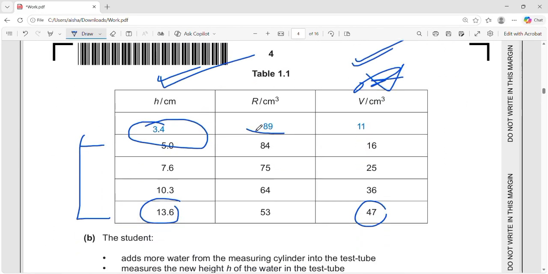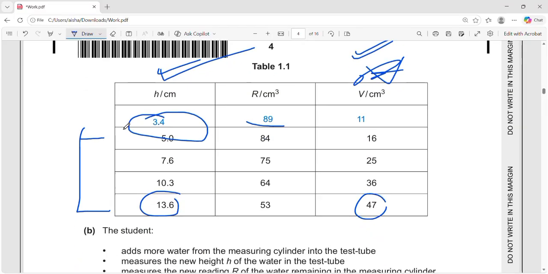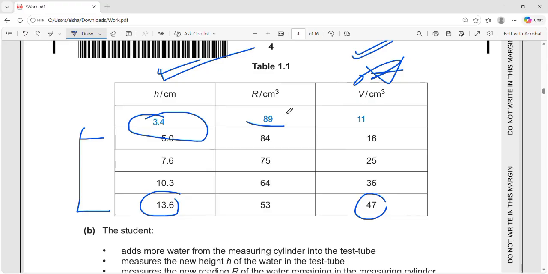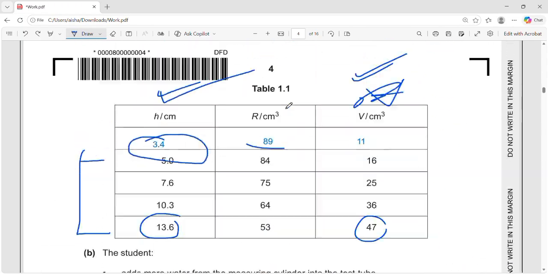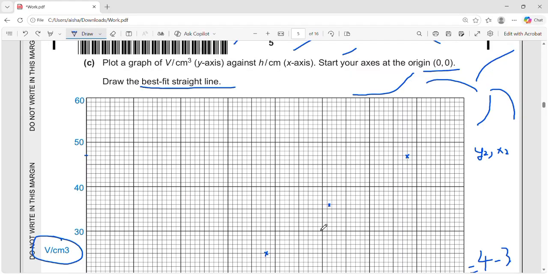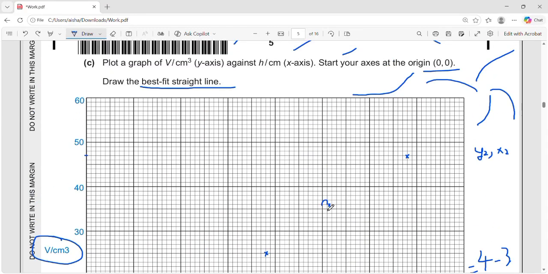Be careful that you do these two, okay, not the R. Then 10.3 and 36. Now 36 will obviously be over here, 31, 32, 33, 34, 35, 36. But 10.3, we know that this is 10, so 10.2, and then 10.4 is over here, so 10.3 will be in the middle, between 10.2 and 10.4.